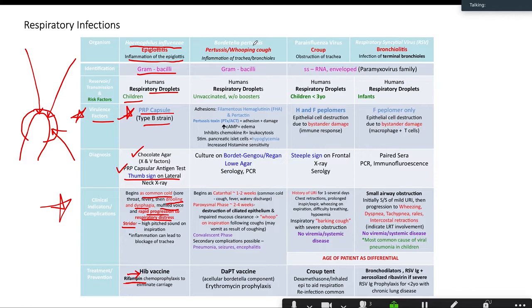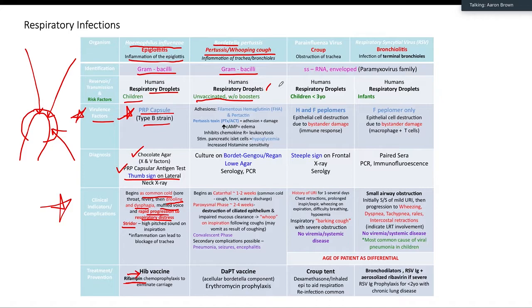Moving on to pertussis. Pertussis, aka whooping cough, is caused by something called Bordetella pertussis. This is, again, a gram-negative bacilli, easy to remember. Respiratory droplets, and really this is going to be unvaccinated or people without boosters. We have a really nice vaccine for this. It's called Tdap, and that is going to be tetanus, diphtheria, and acellular pertussis.